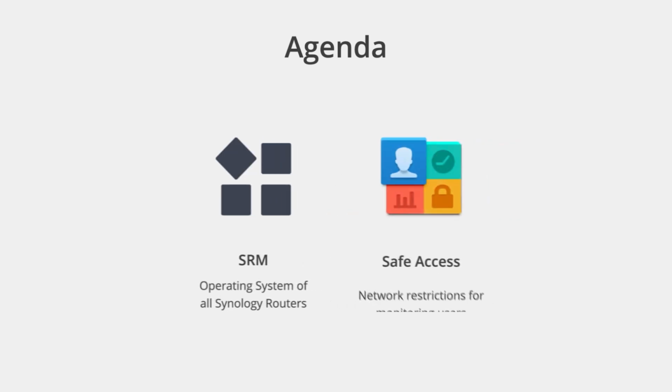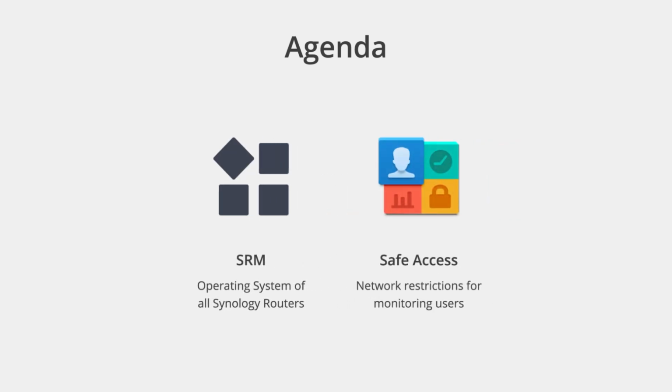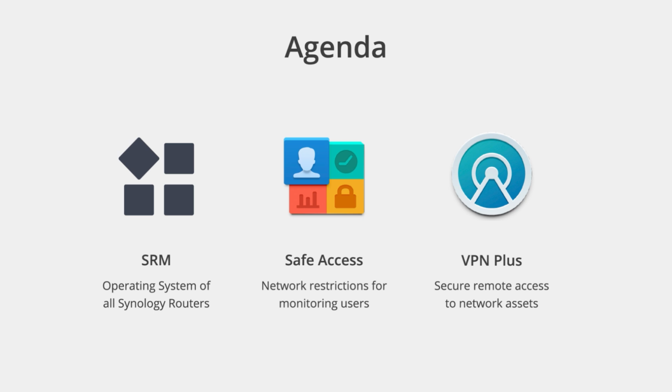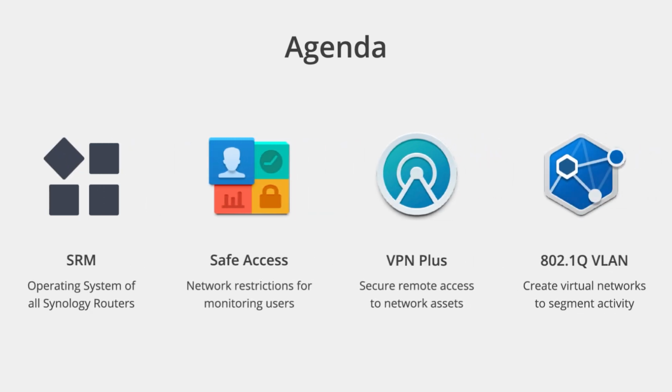We're then going to look at Safe Access, which allows you to create network restrictions for monitoring your users that utilize your networks. We're then going to look at VPN Plus, which is a powerful VPN server included with SRM that gives you secure remote access to your network assets. We're then going to round things out by taking a look at 802.1q VLAN, which is now supported in SRM 1.3. In short, this allows you to create virtual or logical networks to segment your activity.